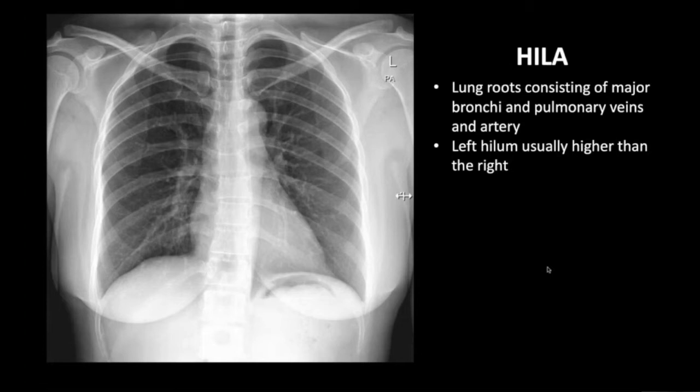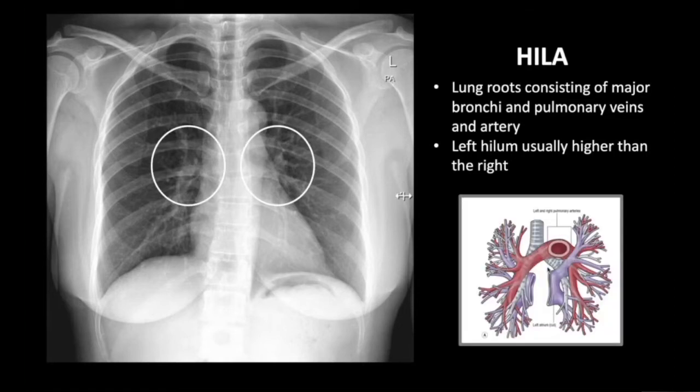Anatomically, hila are lung roots consisting of bronchi, vessel, nerves, and lymphatic channels. The hila shadow on chest radiograph are generally made of proximal pulmonary veins and arteries, as well as lymph nodes. The hilum is enlarged and the hila angle is obliterated in cases of hila mass, lymphadenopathy, or pulmonary artery dilatation secondary to pulmonary hypertension.